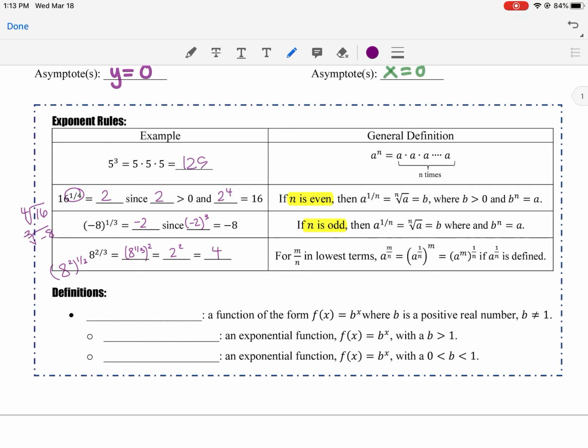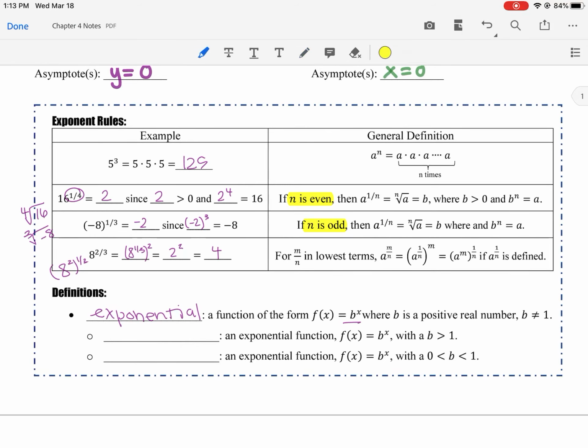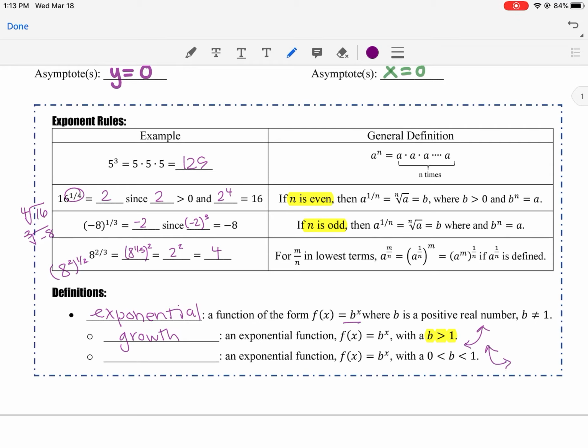We do call all of these exponential functions. So it's of that form where you've got a base to some exponent. If the base is greater than 1, then we call it growth, meaning it's getting bigger. It's the graph that curves up. Whereas decay is the opposite, it will curve down. And notice here, rather than it being negative, it's going to be between 0 and 1. Okay, let's look at the next page.